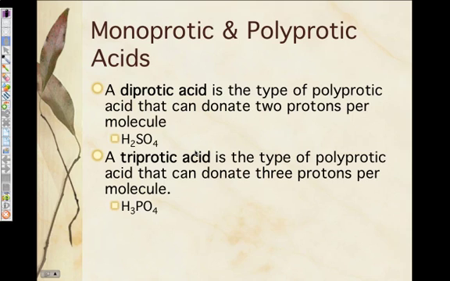So then some special polyprotic acids. A diprotic acid is a type of polyprotic acid that donates 2 protons. So sulfuric acid is a diprotic acid. Triprotic can donate 3, like phosphoric acid.